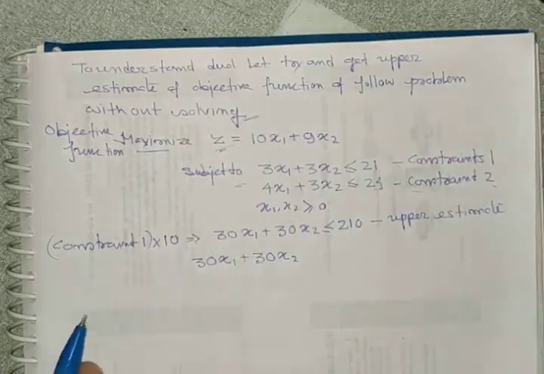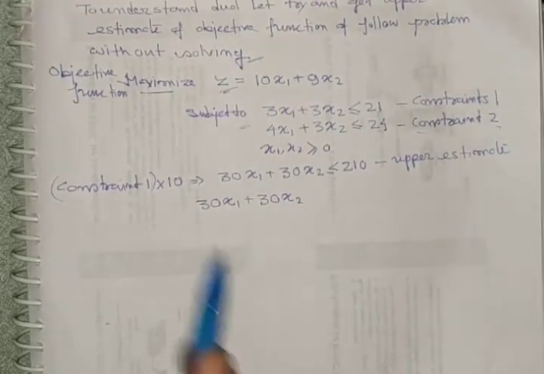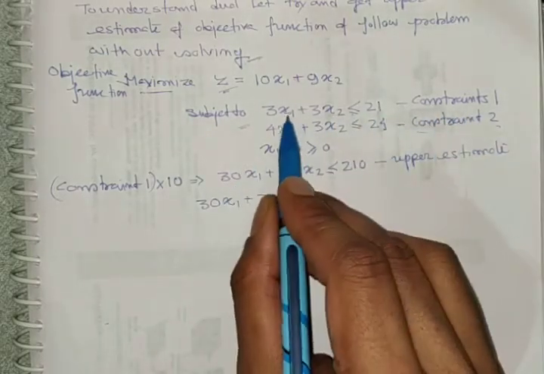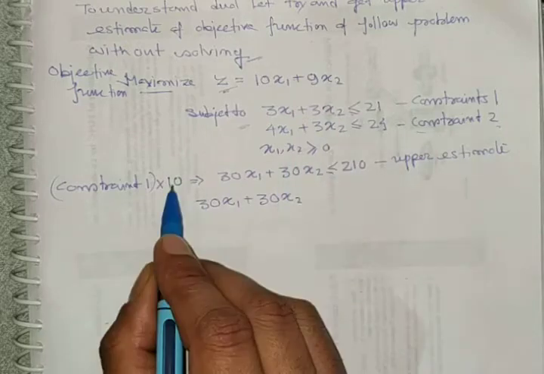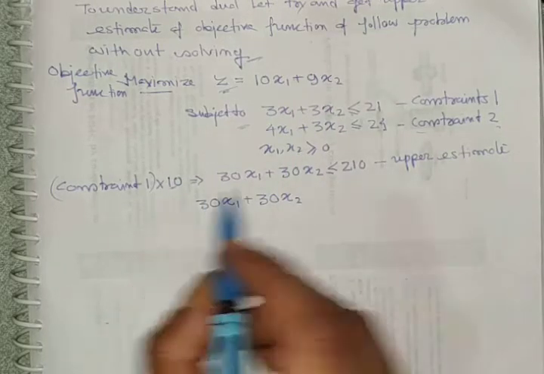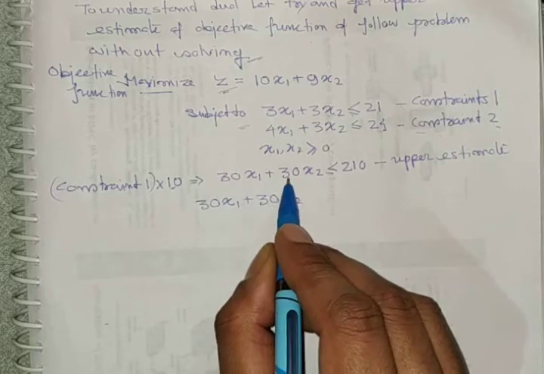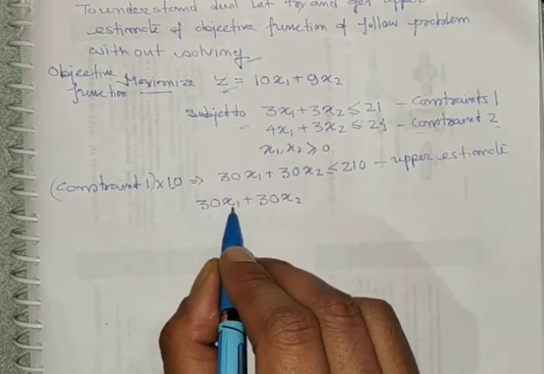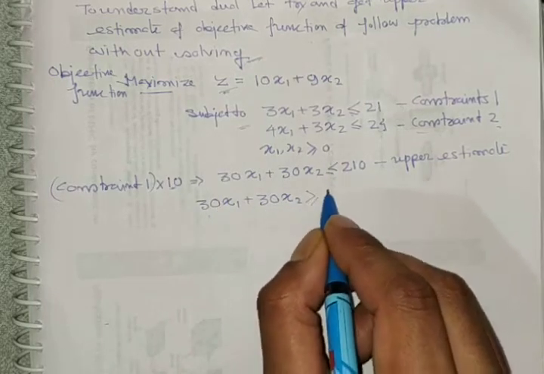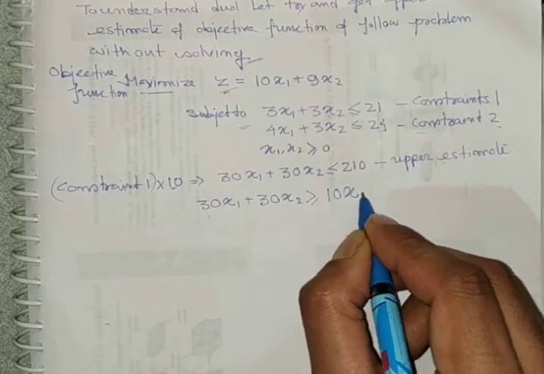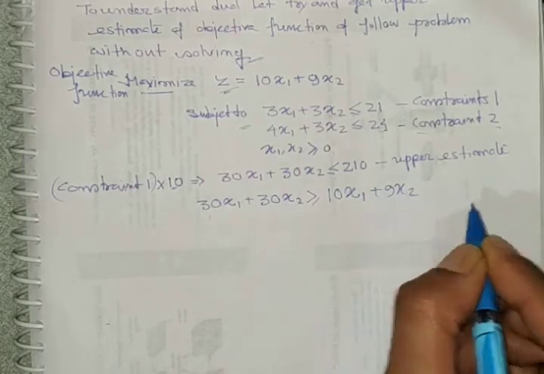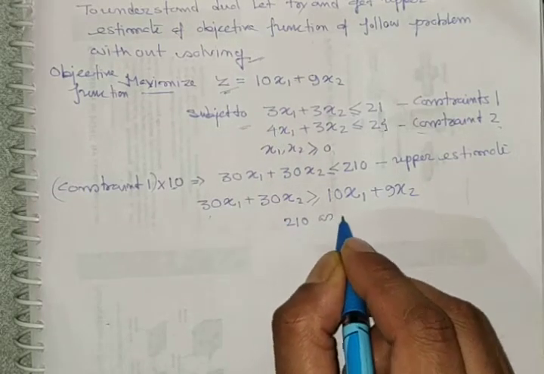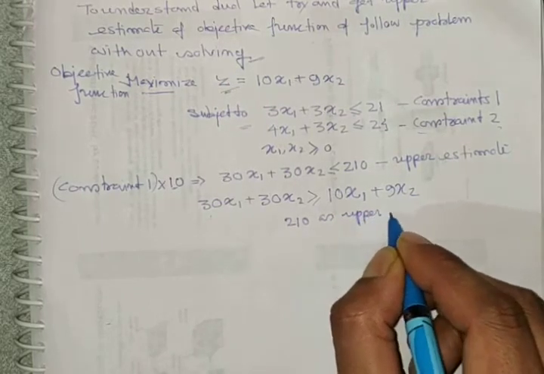So let's do one operation here. Multiply constraint 1, that is 3x1 plus 3x2, by 10. If you do that, you will get 30x1 plus 30x2 less than or equal to 210. As you know, 30x1 plus 30x2 is greater than or equal to the objective function 10x1 plus 9x2. So we can consider 210 as an upper estimate.